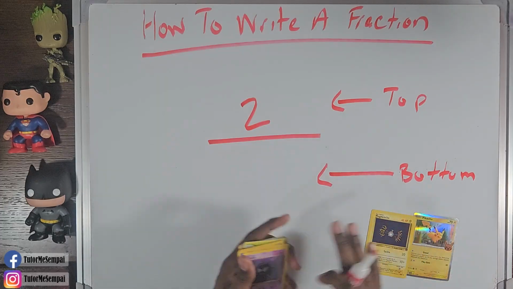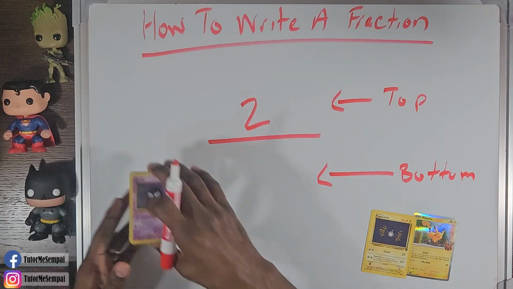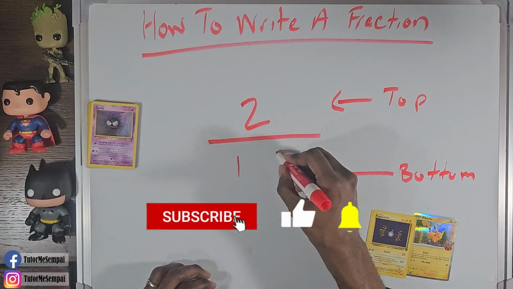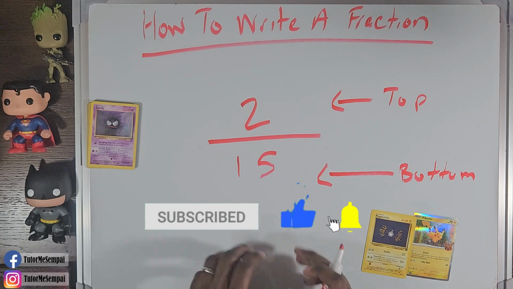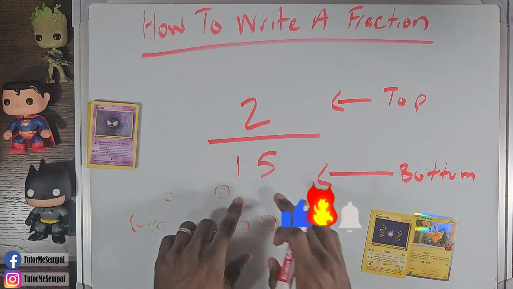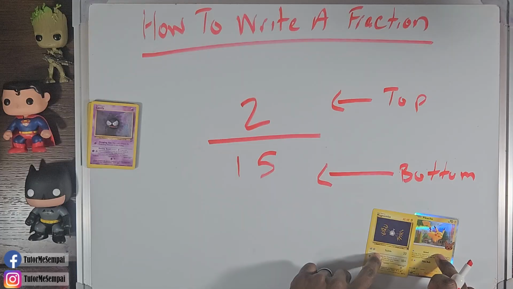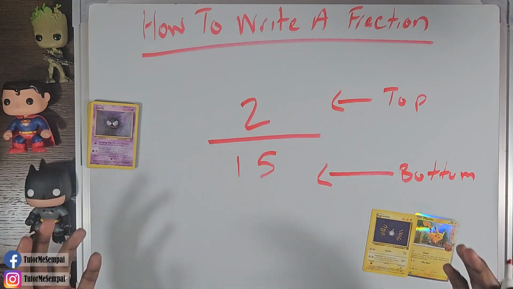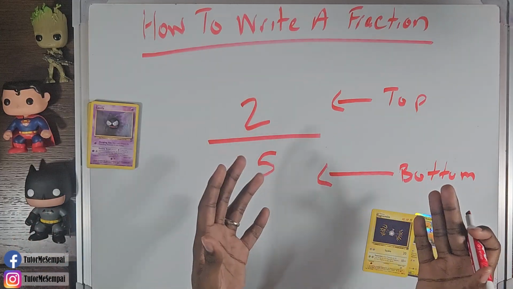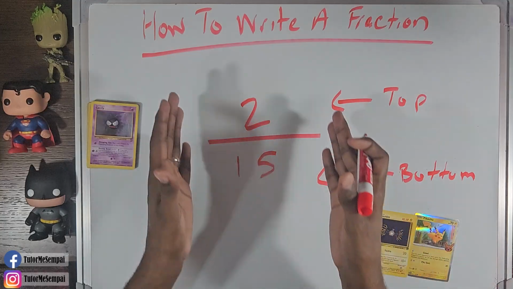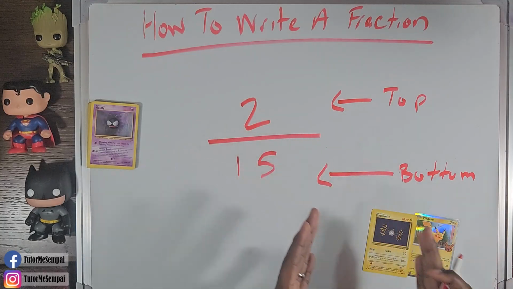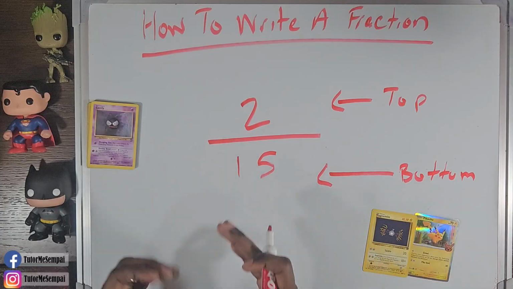Now, altogether, these are going to be 15 cards. 15, including these two here. So if your entire group is 15 cards, your focus is only going to be 2 of the entire 15. This is, once again, your fraction. This is your focus. This is how you write it as a fraction. You're focusing on 2 out of 15 cards.